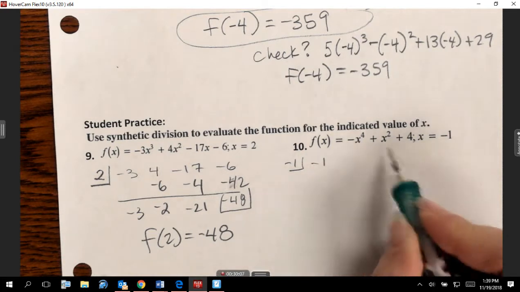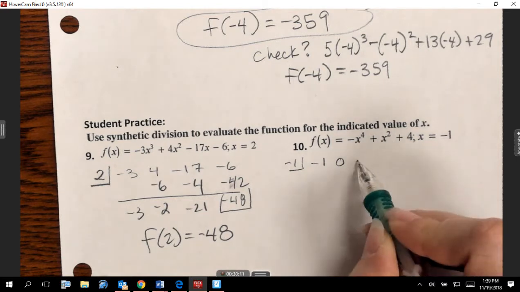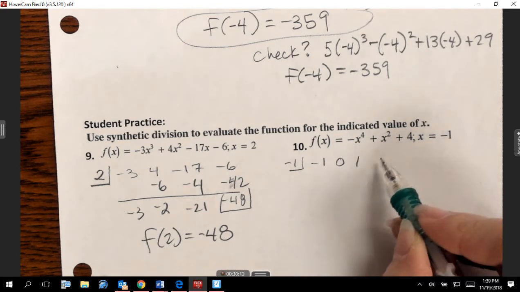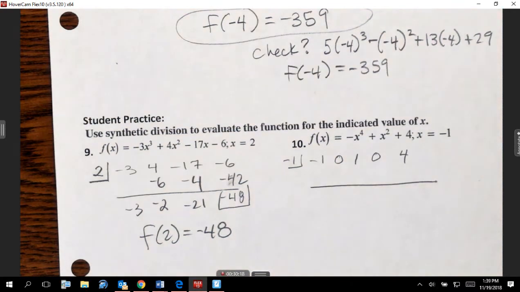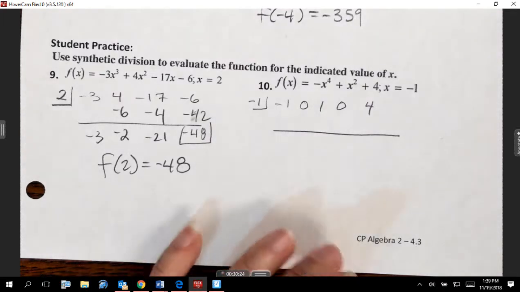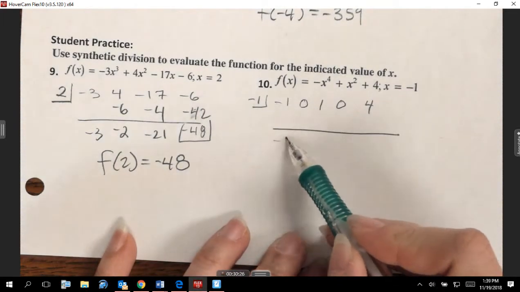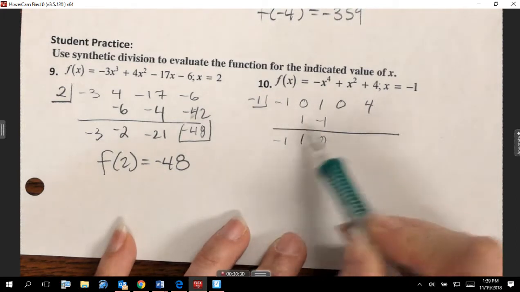I'll have -1. I'm missing the x cubed, so I'll have 0. Here's my x squared, 1. Where's my x? There isn't 1, 0. And then a 4. So if you set it up wrong, if you miss some zeros, you're going to get the wrong answer. You could check your answer by using your calculator to plug in the number, but let's just do it right and we don't have to worry about that.